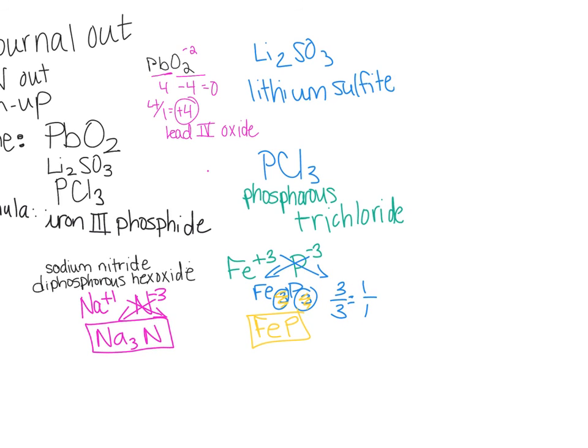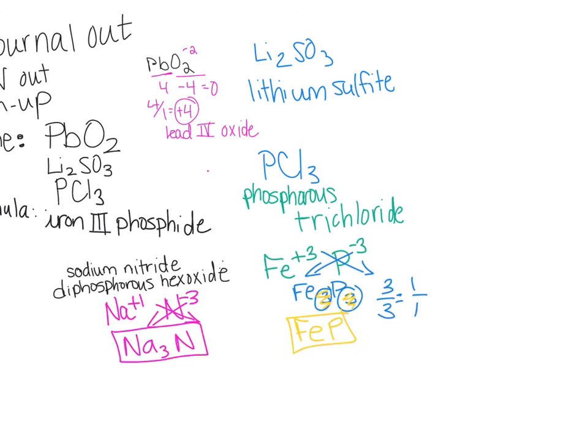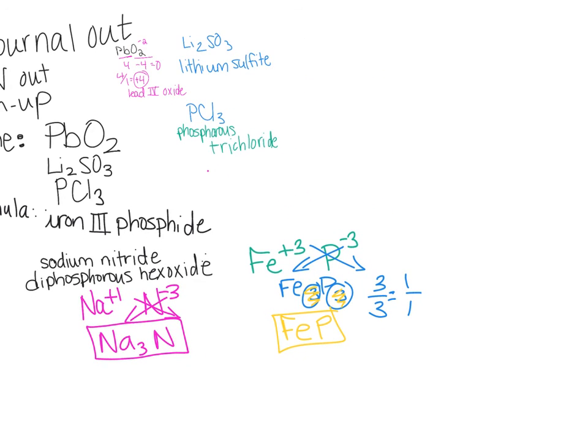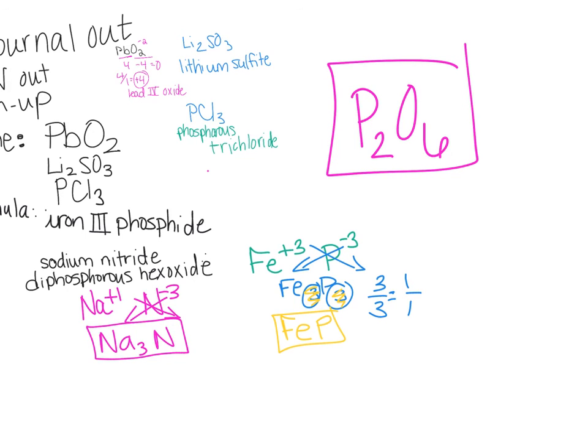And then finally, the last one that we have, oh, I totally shrunk it. I'll just move that. Okay. Last one we have is diphosphorus hexoxide. So what stands out to you in those? Yeah, the prefixes, right? So di means how many? 2. So we're going to have diphosphorus, and then hex oxide means what? 6. Yep, so O6. Okay.